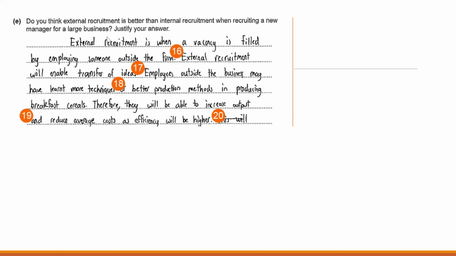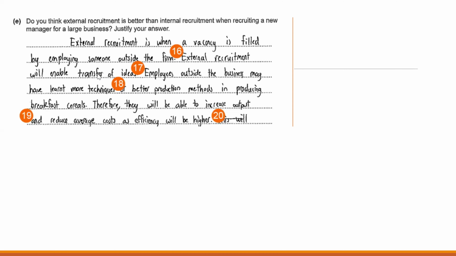Now this is about a large business. So somewhere in your answer, you have to mention that internal recruitment and external recruitment should be connected to a large business, not a business where only 2-3 people are working. External recruitment is when a vacancy is filled by employing someone outside the firm. Definition is not needed. They didn't ask for that.